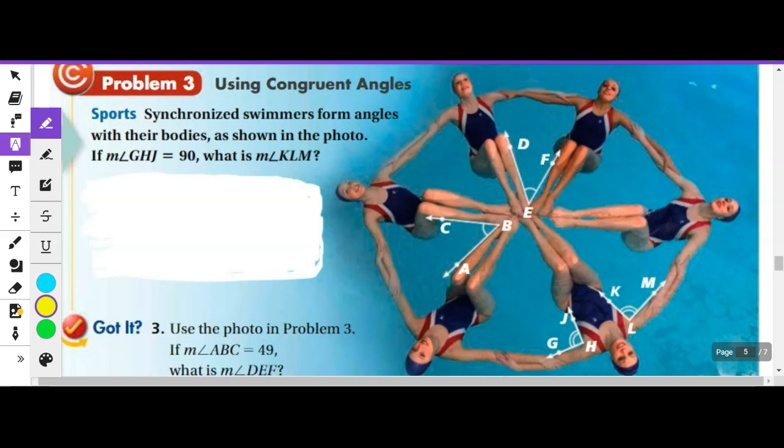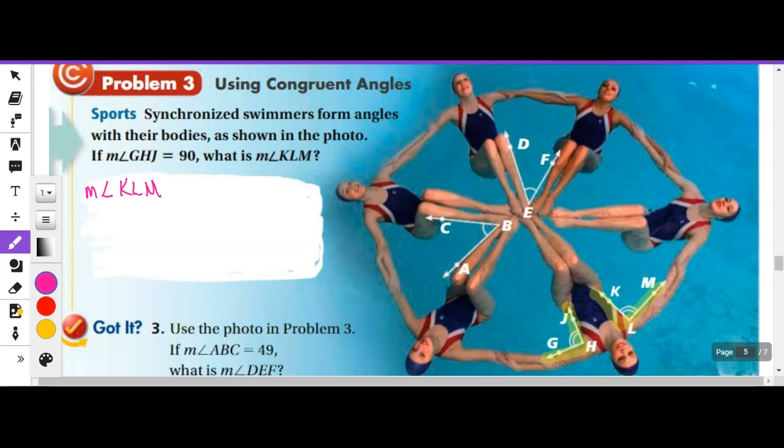So let's look at this diagram. They tell me that the measure of angle GHJ is 90, and they want to know what is the measure of angle KLM. Well, I can look and I see that this has two arcs, this has two arcs, so I know that those two angles are congruent. So the measure of angle KLM is equal to 90 degrees. The book doesn't put 90 degrees. I think it's important for us to put it.